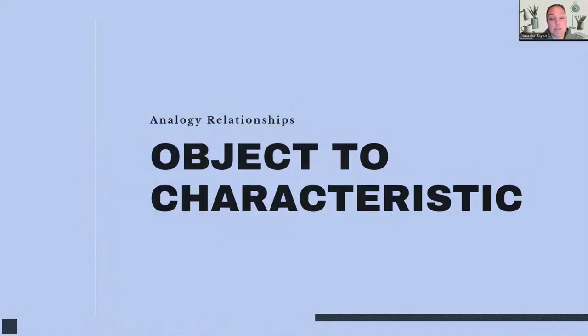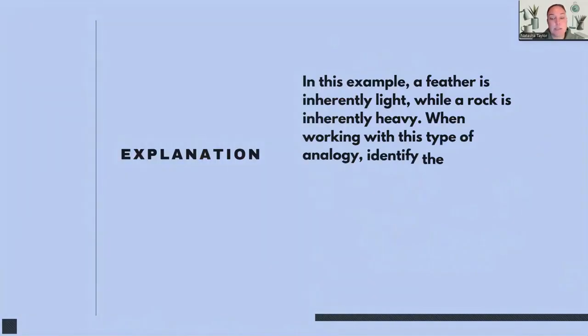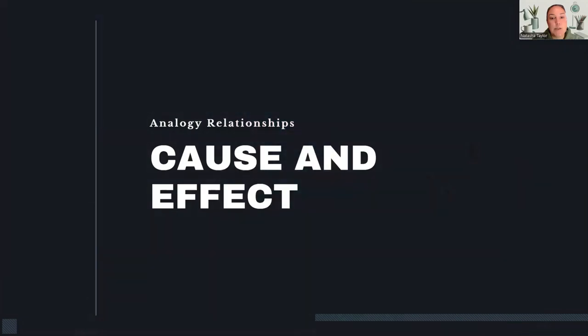Analogy relationships. Object to characteristic. An object to characteristic analogy connects an object with one of its defining traits or qualities. The characteristic could be physical, inherent, or conceptual. Example: feather is to light as rock is to heavy. Explanation. In this example, a feather is inherently light, while a rock is inherently heavy. When working with this type of analogy, identify the characteristic of the first object and ensure that the second object matches its defining quality.